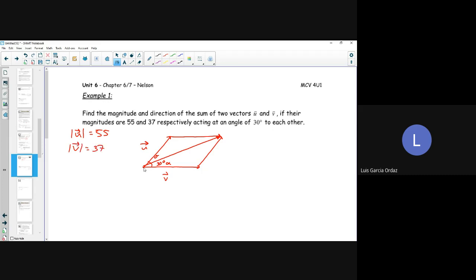So the reason why u is 55 and v is 37 is because it says their magnitudes are 55 and 37, we always assume that the first magnitude has to do with the first vector, which is vector u, and the second magnitude has to do with vector v. So I have an angle of 30 that is shared between the resultant. What would this angle be, just using basic angle laws? What would that angle be?